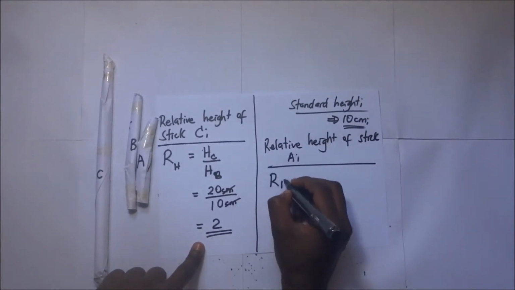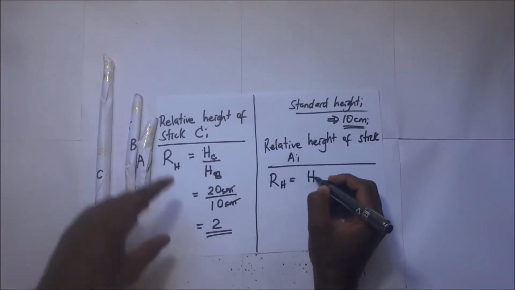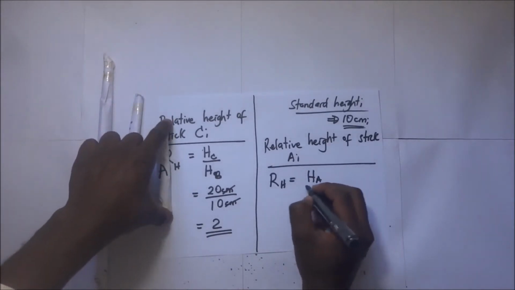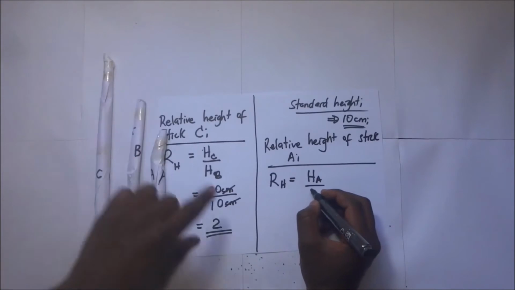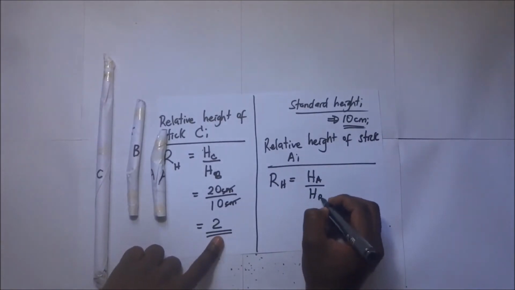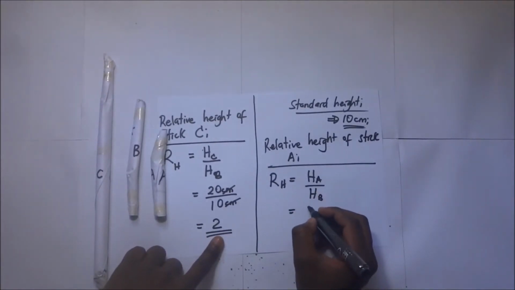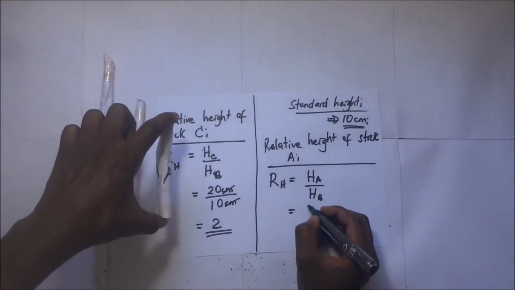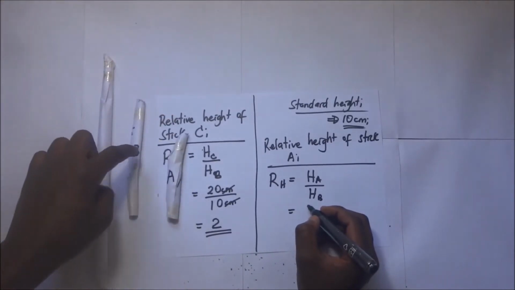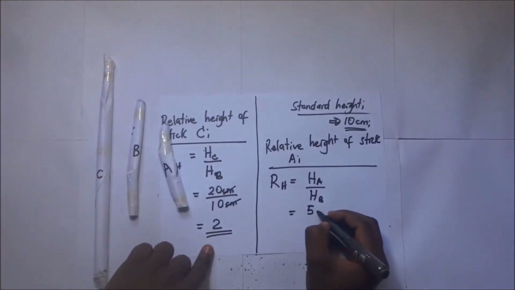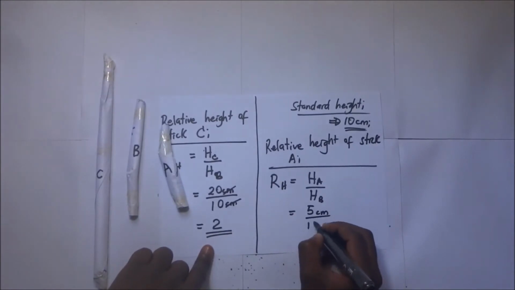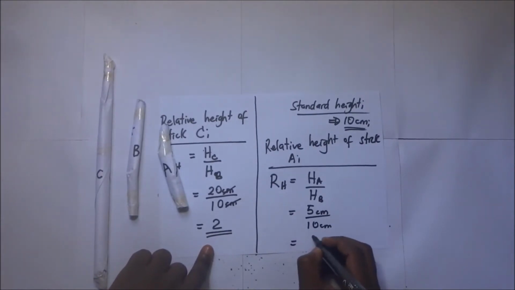So the relative height of stick A is going to be the height of stick A divided by the height of the standard height, which is B. The height of stick A in this case, let's assume this is 5 centimeters. It's halfway, this one. It's an assumption. So this is 5 centimeters, divide that by 10 centimeters, and we shall end up with a half.